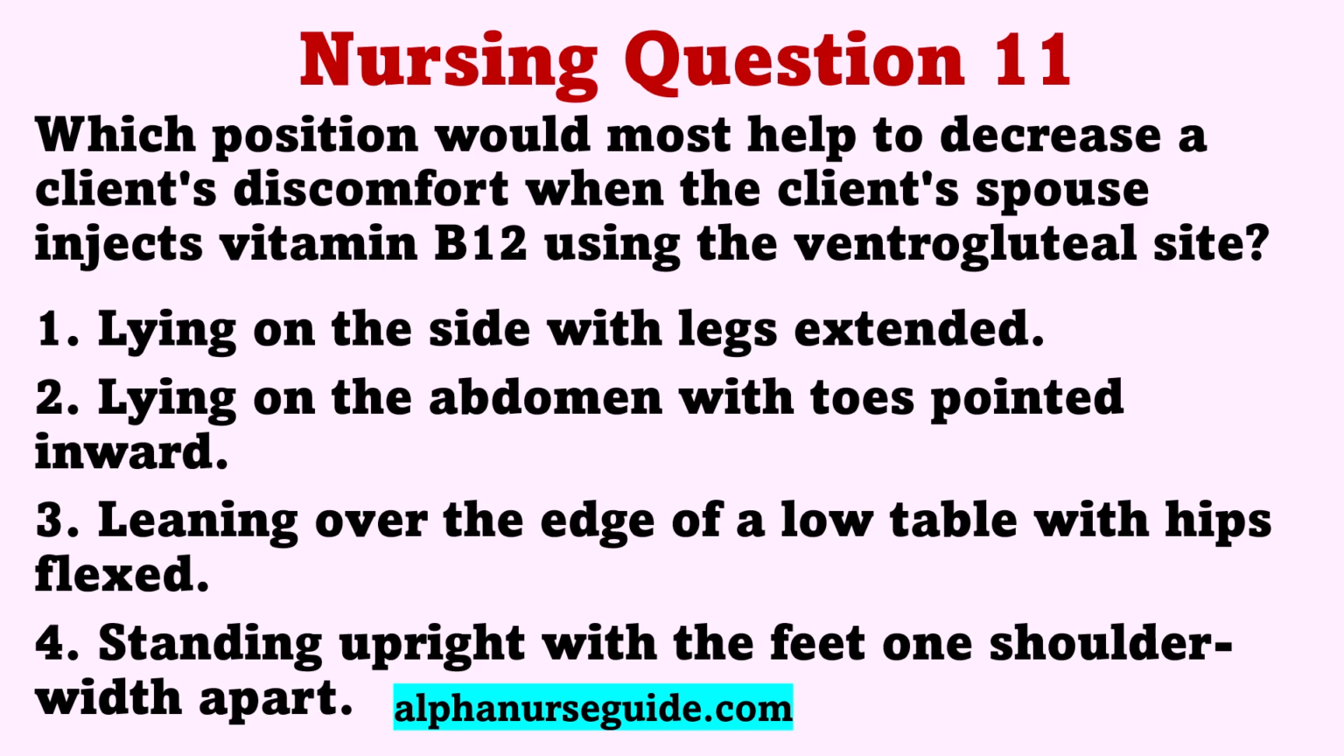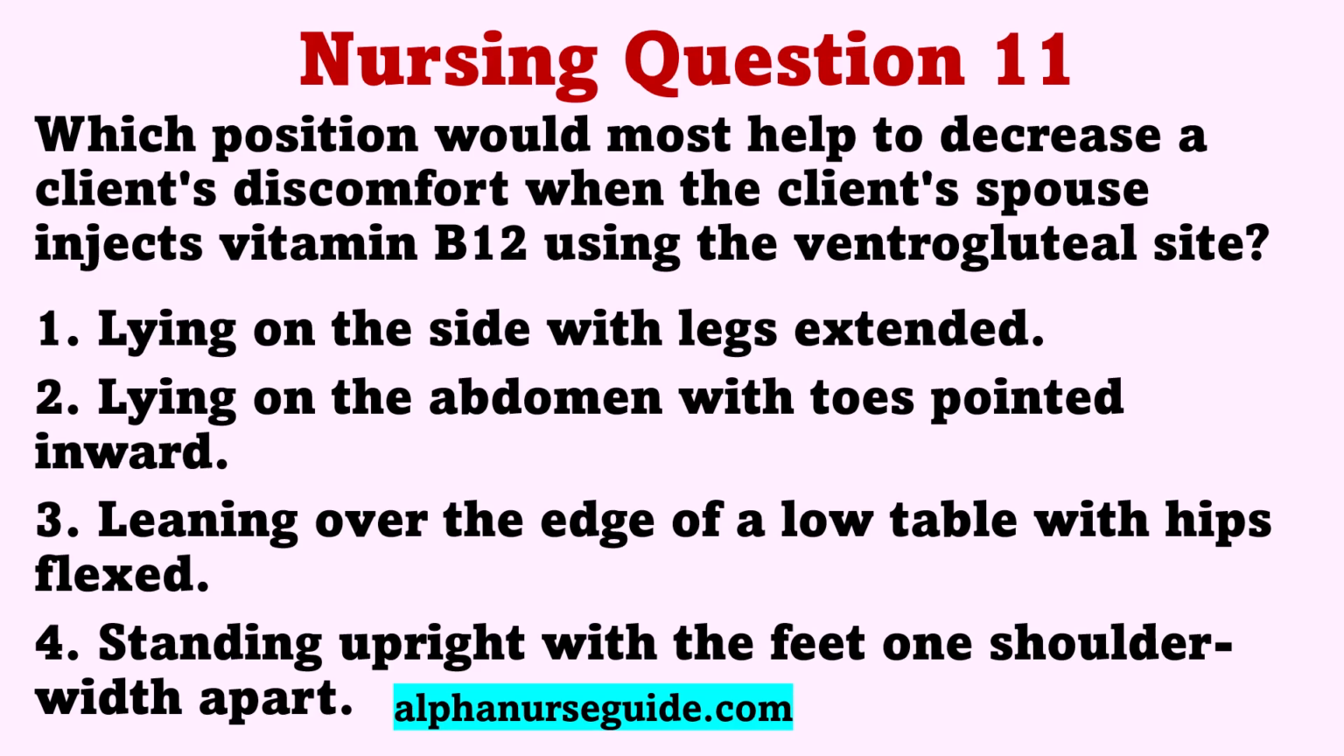The correct answer is 2. Lying on the abdomen with toes pointed inward. To promote comfort when injecting at the ventrogluteal site, the position of choice is with the client lying on the abdomen with toes pointed inward. This positioning promotes muscle relaxation, which decreases the discomfort of making an injection into a tense muscle. Lying on the side with legs extended will not provide the greatest muscle relaxation. Leaning over the edge of a table with the hips flexed and standing upright with the feet apart will increase muscular tension.